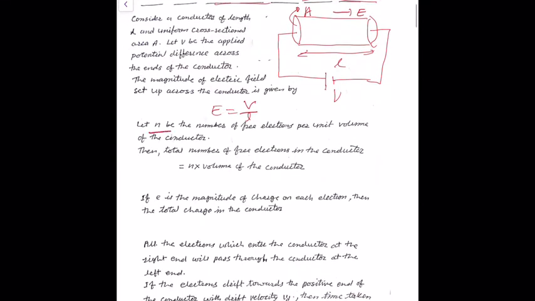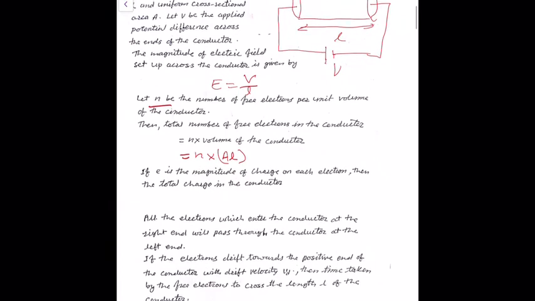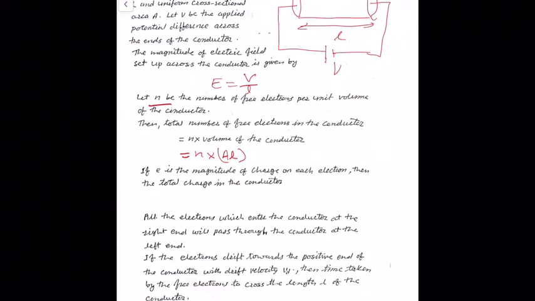Let n be the number of free electrons per unit volume of the conductor, then the total number of free electrons in the conductor is equal to n into the volume of the conductor, that is n into A into L. If e is the magnitude of the charge on each electron, then the total charge in the conductor Q equal to n A L into e. It is equation first.